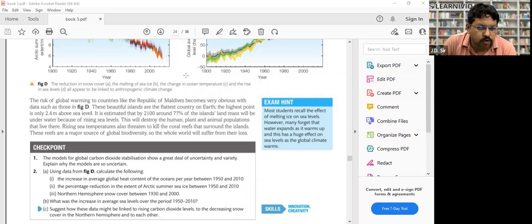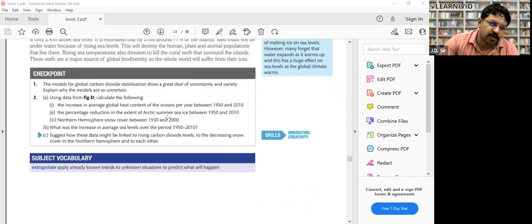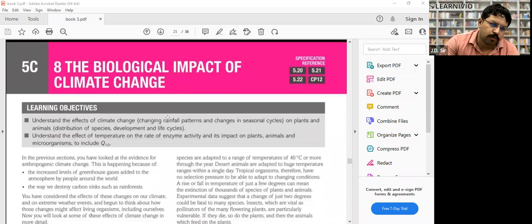This will destroy the human, plant and animal population living there. The rising sea level temperature also threatens to kill the coral reefs surrounding the islands. These reefs are a major source of global biodiversity, so the whole world will suffer from the loss. Definitely, I was discussing with you that the Maldives and the West Indies will all go under the water if global warming keeps going at this pace.